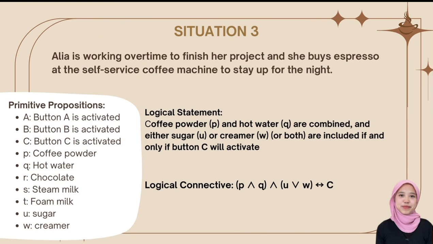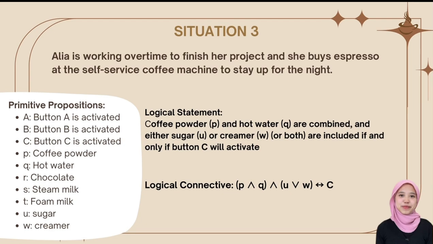Referring to the video earlier, Alia is working overtime to finish her project, and she buys espresso at the self-service coffee machine to stay up for the night. So each proposition represents a specific condition or component in the coffee making process. But the espresso recipe only includes P, coffee powder, Q, hot water, U, sugar, and the last one is W, which is creamer. So now we determine the logical statement based on primitive propositions.